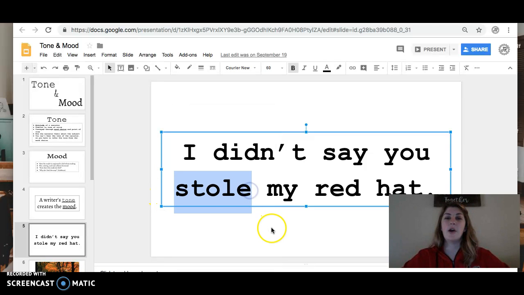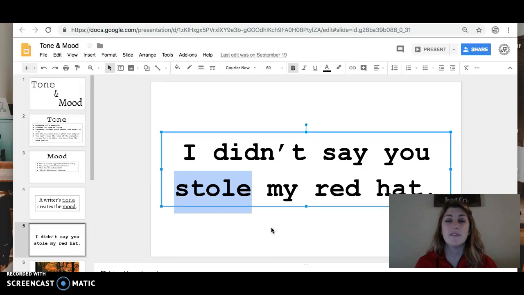Okay. So it's I didn't say you stole my red hat. Okay, so that's kind of saying, I didn't say you stole it. I said, I can't figure out where it is. I lost it. Can't find it. I didn't say that you stole my red hat. Okay, so that's kind of changing the mood here. Going from an accusation saying, I didn't say you stole my red hat. She did. She said you stole my red hat.